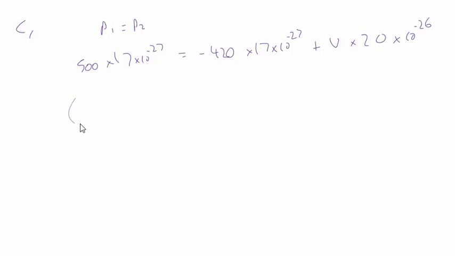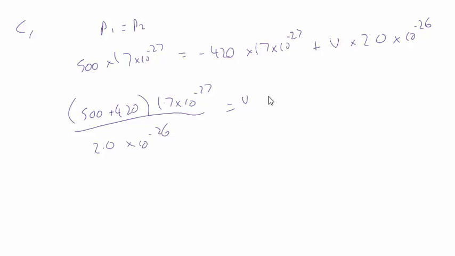We can rearrange this as 500 plus 420 times 1.7 times 10 to the minus 27 over 2.0 times 10 to the minus 26 equaling v, which gives 78 meters per second.